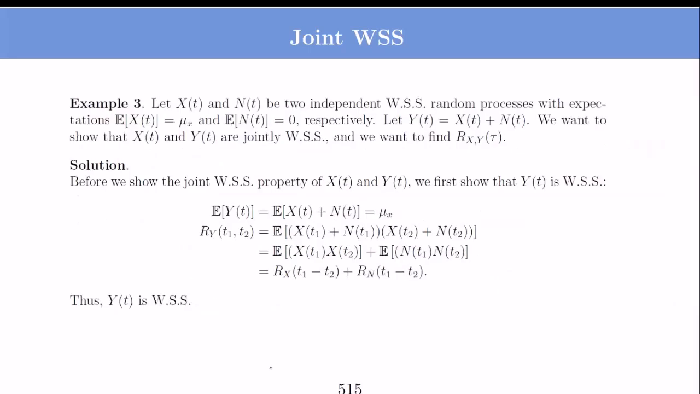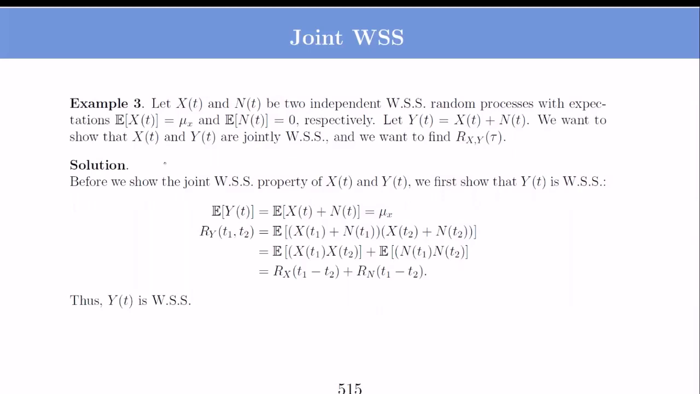So let us see one example of how we can compute this Rxy(tau). Let x(t) and n(t) be two independent WSS processes with expectation of x(t) being mu x and expectation of n(t) being, suppose, 0. And let y(t) be equal to x(t) plus n(t). We want to show that x(t) and y(t) are jointly WSS and we want to find Rxy(tau).